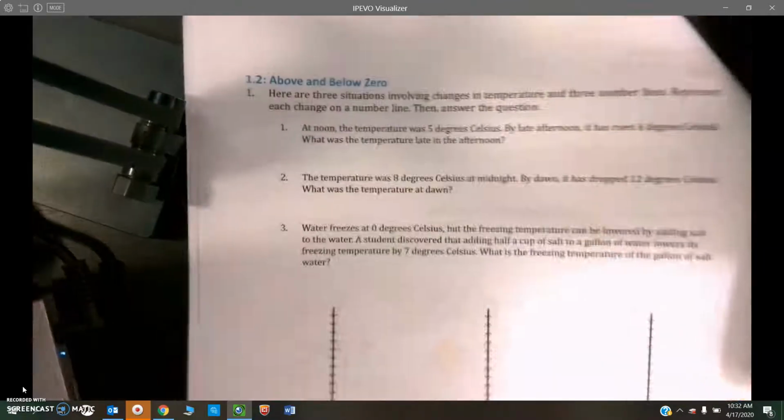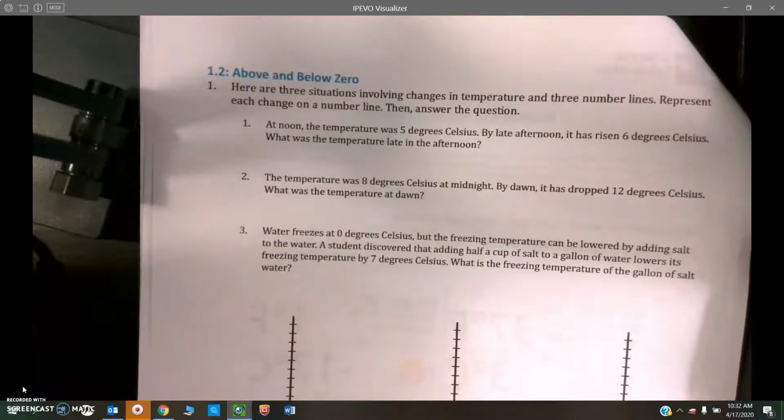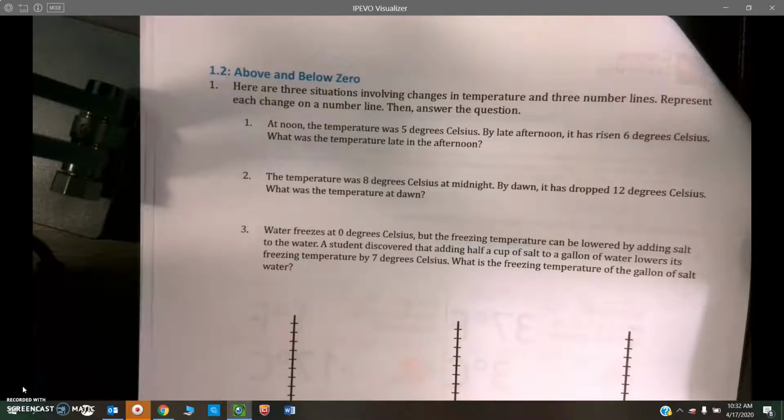So on the next page, it's called Above and Below 0. Here are 3 situations involving changes in temperature, and there are also 3 number lines. Represent each change on a number line, then answer the question. So, number 1. At noon, the temperature was 5 degrees Celsius. By late afternoon, it had risen 6 degrees Celsius.